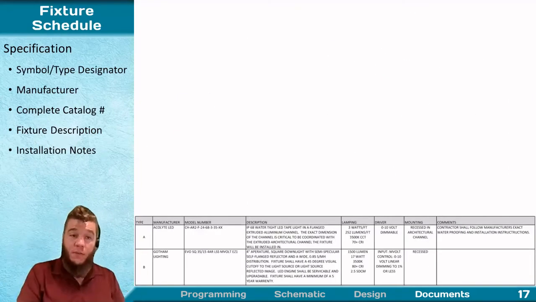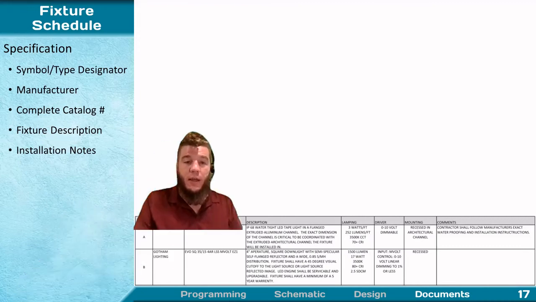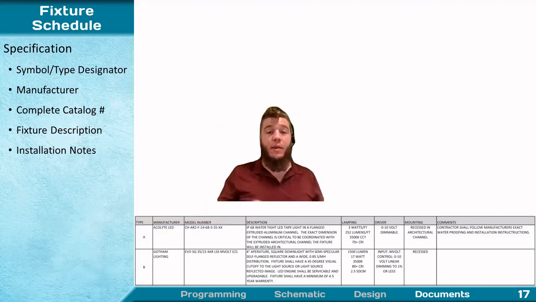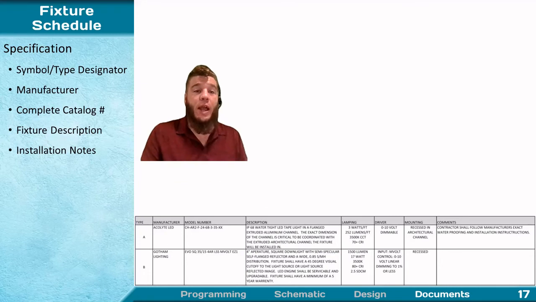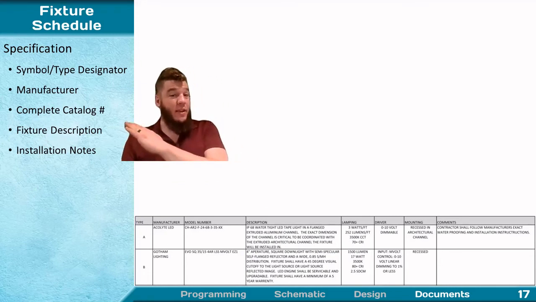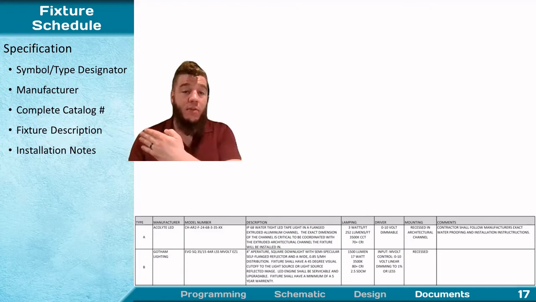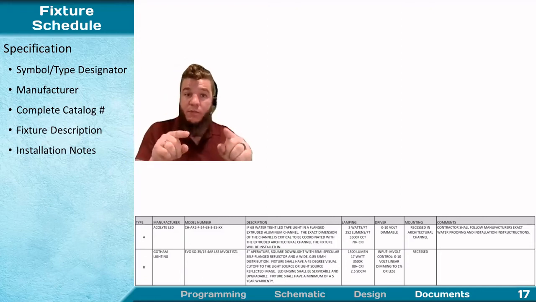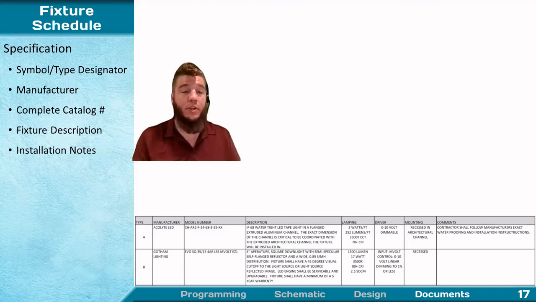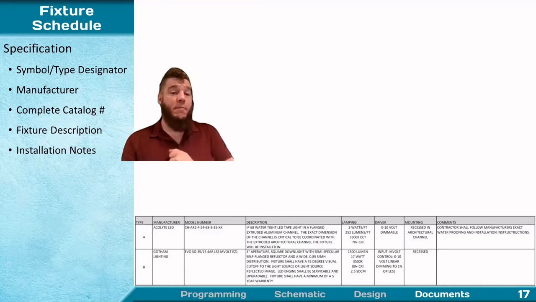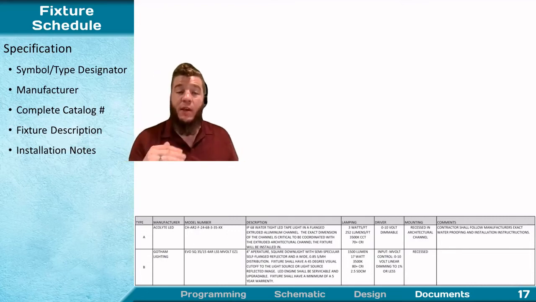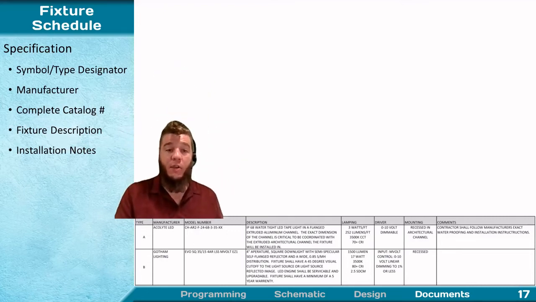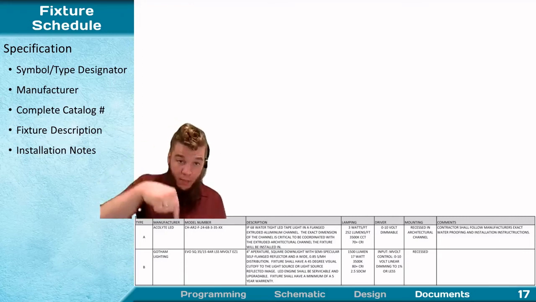Our fixture schedule is a busy place. There's a lot of information on the fixture schedule. Some of the most important aspects are right here in the specification, because this is how you clearly describe which fixture this is as opposed to any other fixture. So you're going to start with the symbol type or designator, and that's what you're going to use on your lighting plan in your RCP to clearly indicate that you're using this luminaire, not the bottom luminaire, for example.